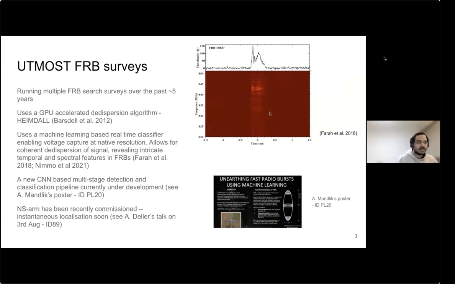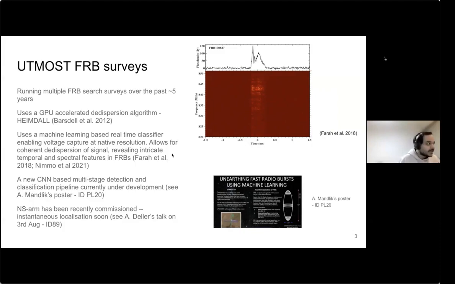For example, the FRB here presented by Farah et al. 2018. Not only do you see intricate temporal and frequency structure, but also importantly, for this talk, you are able to measure the scattering timescales accurately. Scattering timescales would not be possible to measure if you did not have coherent dedispersion applied to your data. You would most likely measure large scattering values correctly, but for the small ones you would only get upper limits. And also, if the structure is not deconvolved, then you're also likely to get biased scattering values to a larger number.